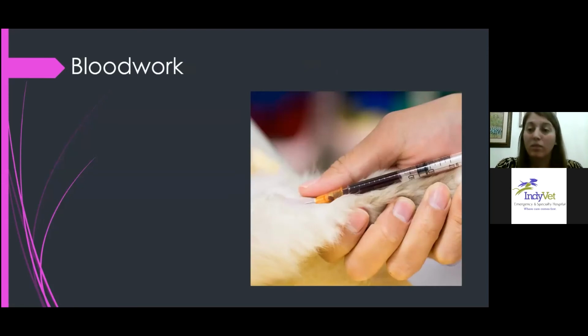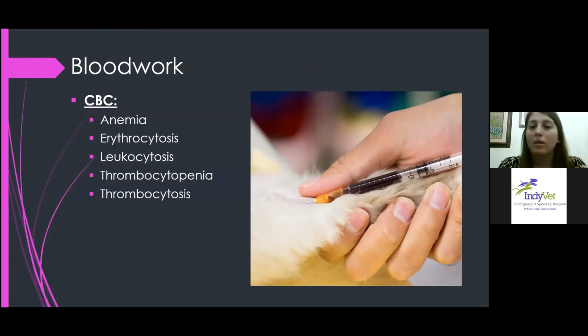So moving on from sampling to blood work. What we might see on our CBC, we can see an anemia. That's one of the most common abnormalities that we see, usually due to an anemia of chronic inflammation. But there are many etiologies of why we can get anemia.